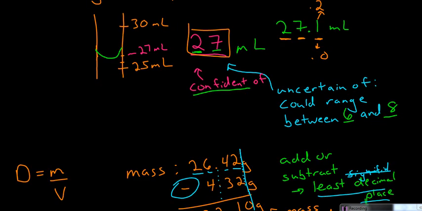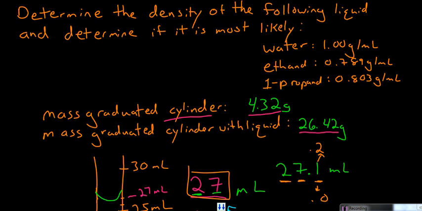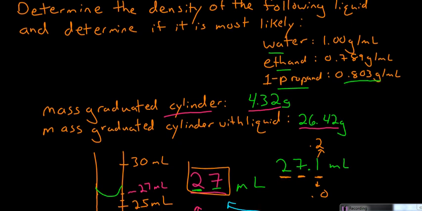Now the question is, which of those liquids are we dealing with? Are we dealing with water, ethanol, or 1-propanol? Well, we have 0.82 grams per milliliter, so we're most likely dealing with the nearest density, 1-propanol, 0.803 grams per milliliter. Now, this is the most likely density. However, are you very confident of this liquid being 1-propanol?